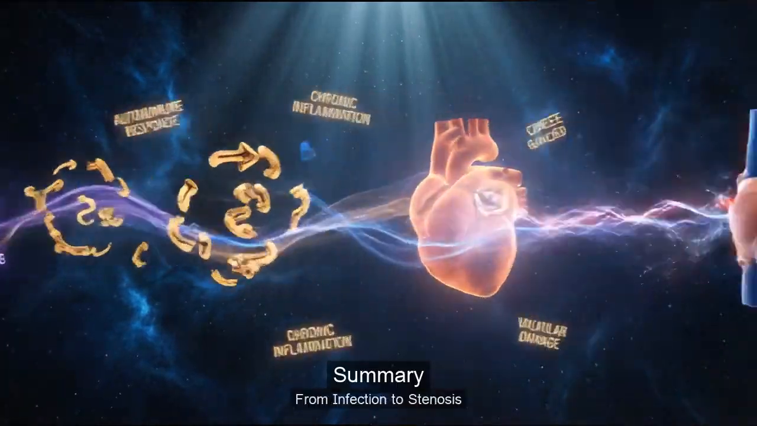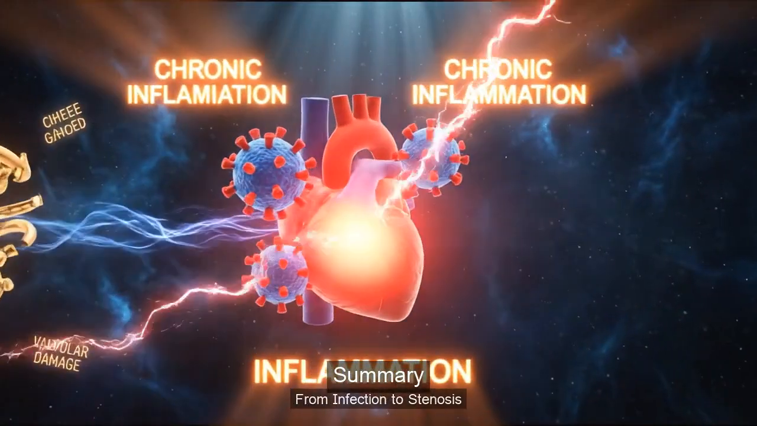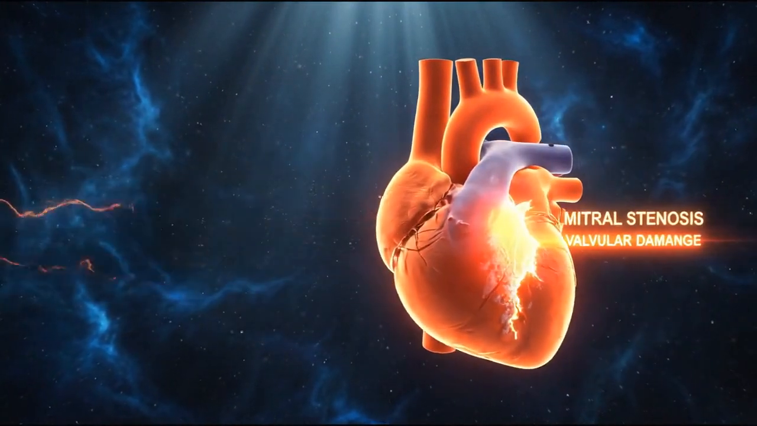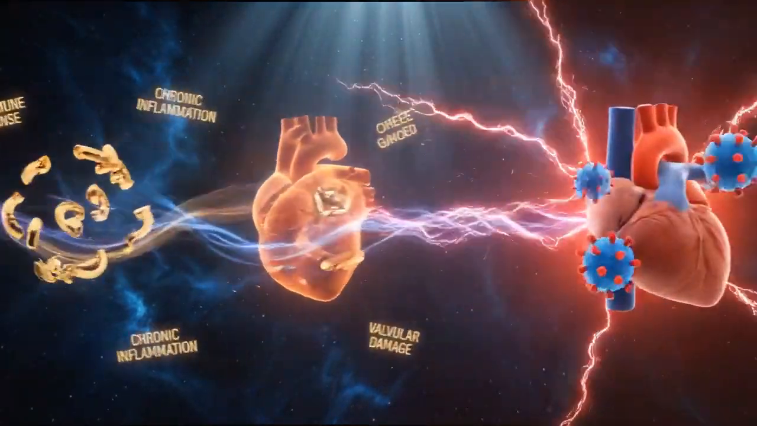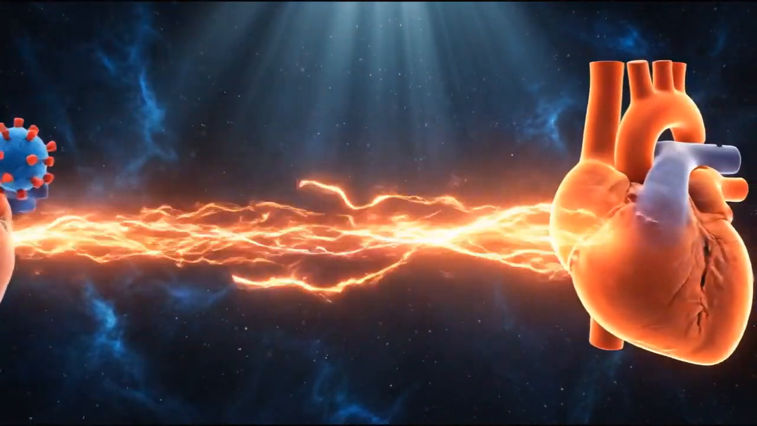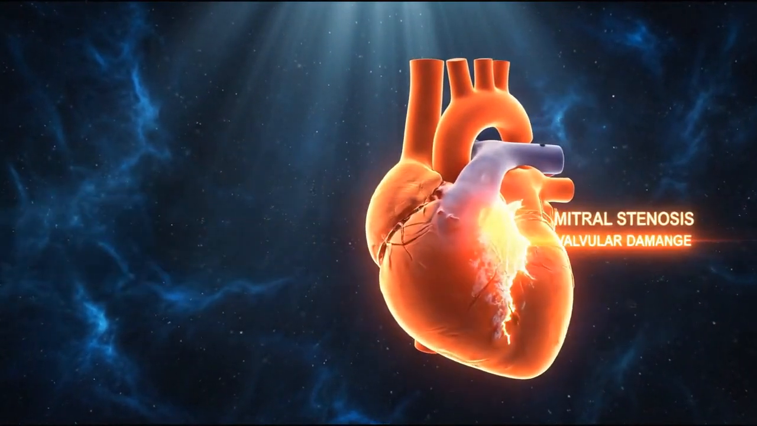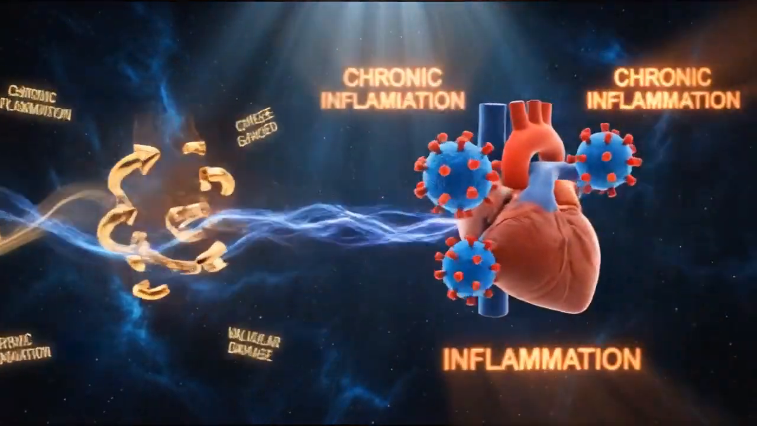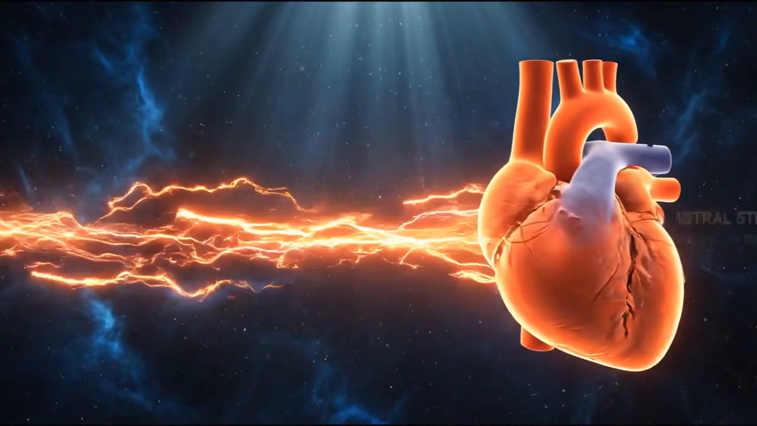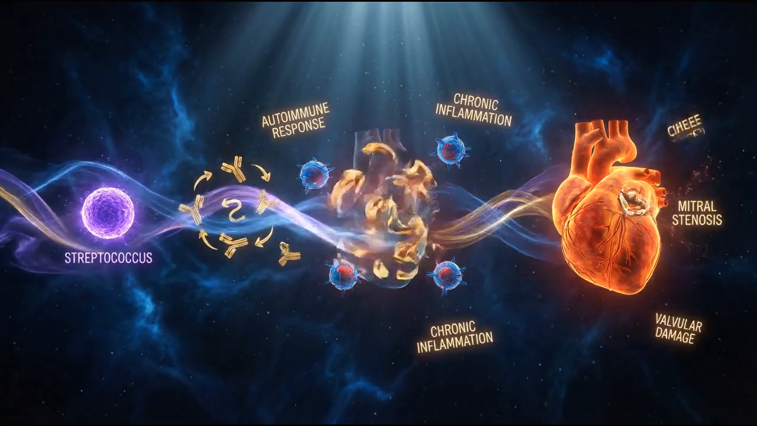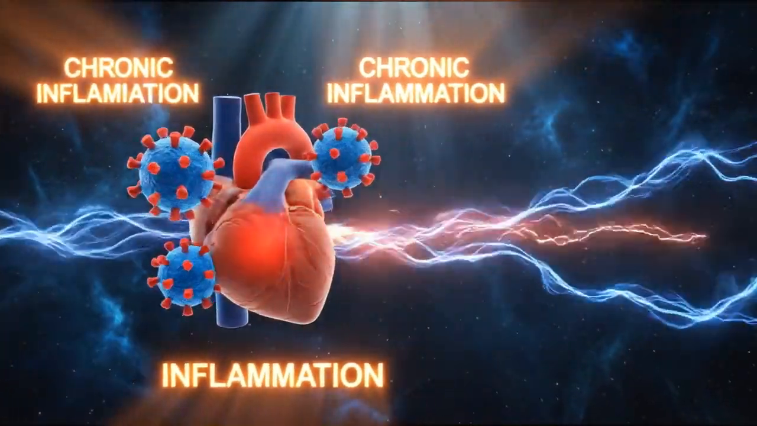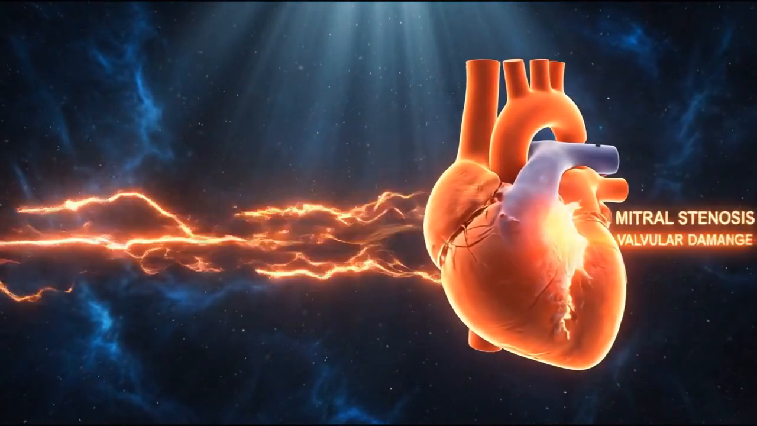In summary, the pathogenesis of rheumatic mitral stenosis is a tragic consequence of molecular mimicry, where the body's defense against a common bacterial infection turns against its own heart. Through repeated infections and chronic inflammation, the delicate mitral valve is transformed into a rigid, stenotic barrier. Understanding this complex autoimmune mechanism remains essential for developing better preventive strategies, such as vaccines, and for guiding clinical management to reduce the global burden of rheumatic heart disease.